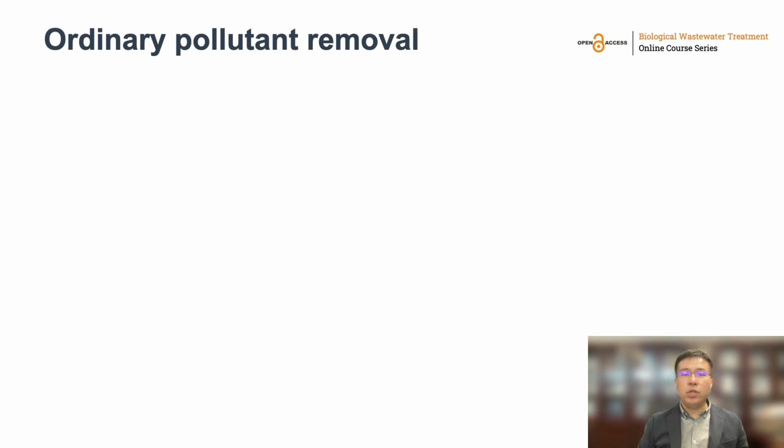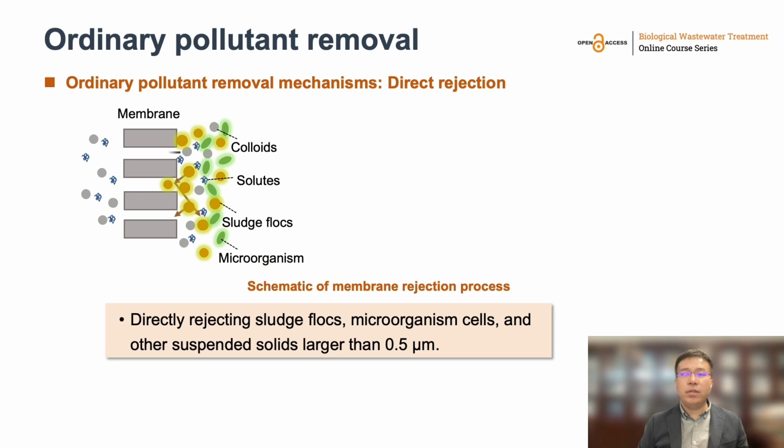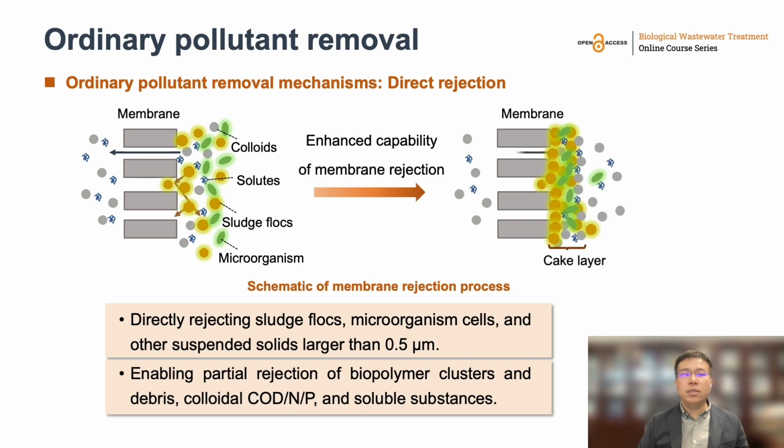There are several technical advances of MBR to support its excellence in ordinary pollutant removal, and that correspond to different removal mechanisms. Firstly, these membranes can directly reject sludge blocks, microorganism cells, and other suspended solids larger than 0.5 micrometer. Besides, after a certain operation period, the membrane pores will be narrowed due to adsorption or blocking of effluent, or the membrane surface is covered by a dynamic effluent layer.